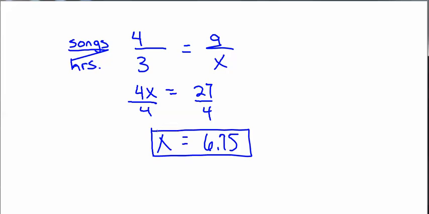So that's taking it from a word problem and turning it into a proportion and solving it. Clear? Any questions? Go ahead. Yeah, you could have found the unit rate and then multiplied, which is kind of what you did. It just looks a little bit different.